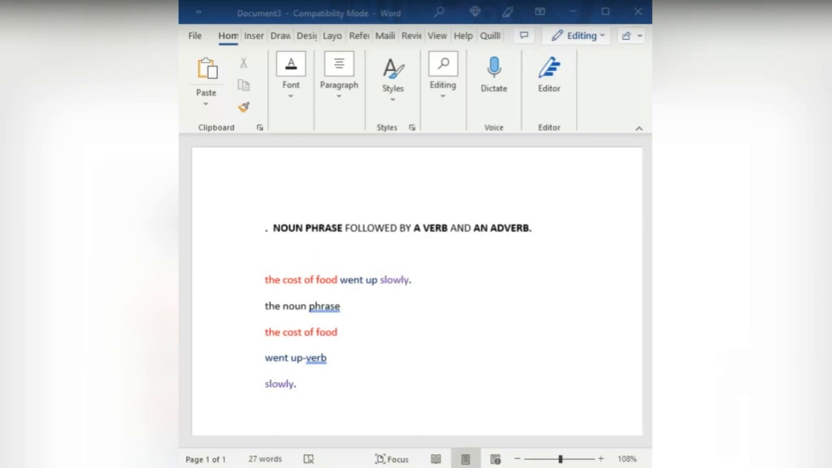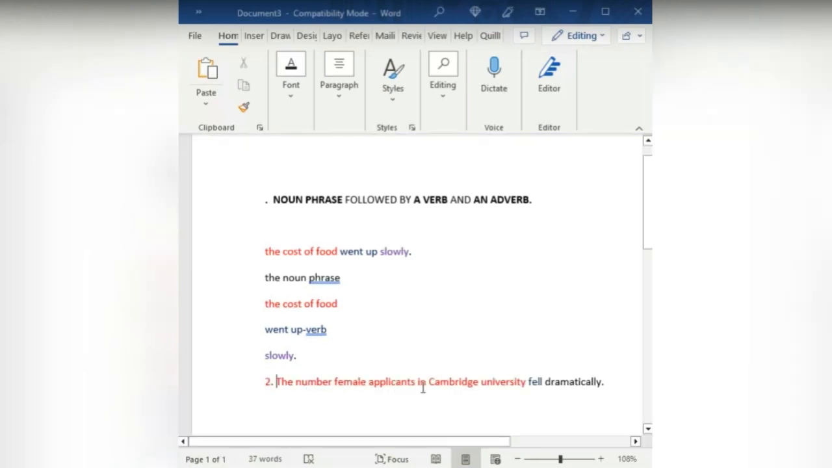So let's look at an additional example. The number of female applicants in Cambridge University fell dramatically. If you look at our structure, noun phrase followed by a verb and an adverb, can you tell which one is the noun phrase, which one is the verb, and which one is the adverb? I want you to try it now. I'm giving you just 30 seconds.